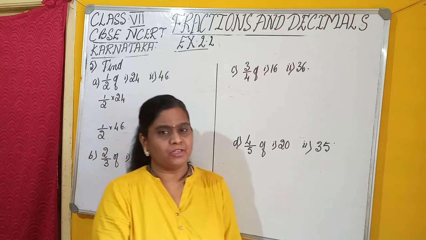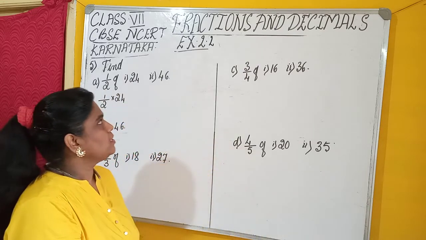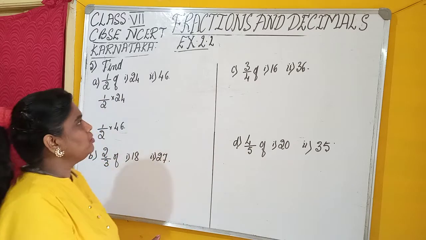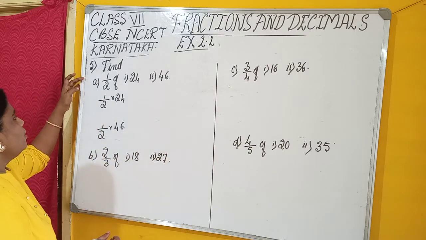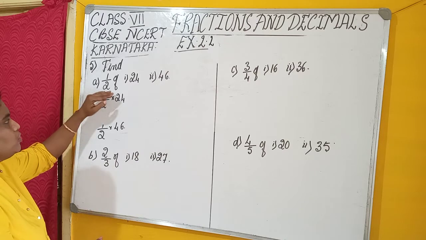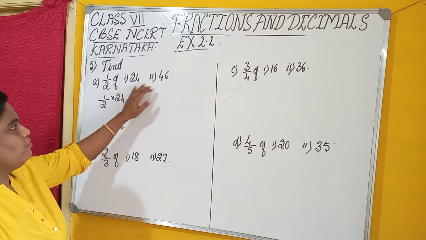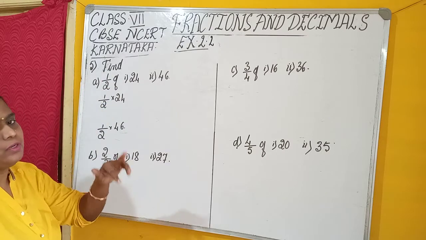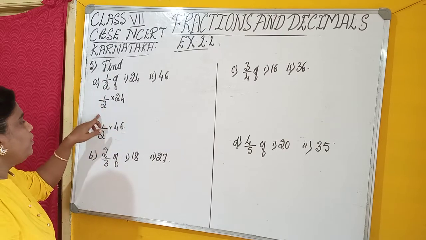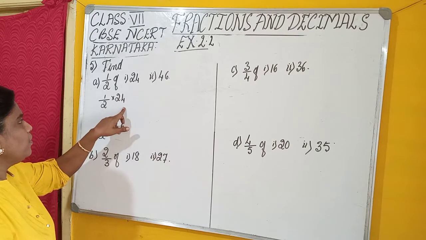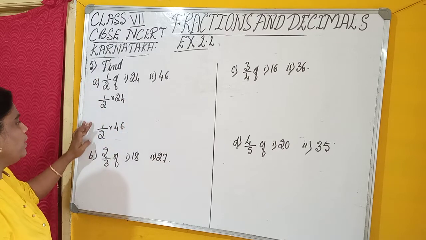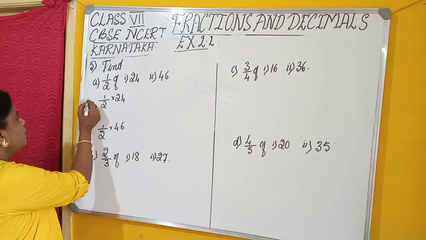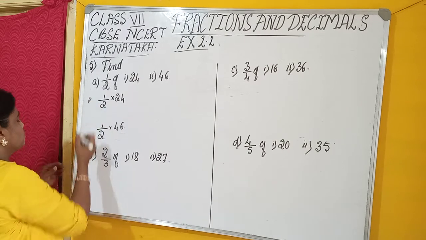In chapter 2, Fractions and Decimals, exercise 2.2, the 5th problem: find 1/2 of 24 and 46. To find 1/2 of, we have to multiply. 1/2 of 24 is one problem and 1/2 of 46 is another problem. Let us do this.